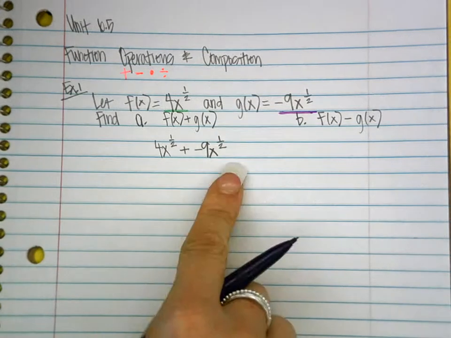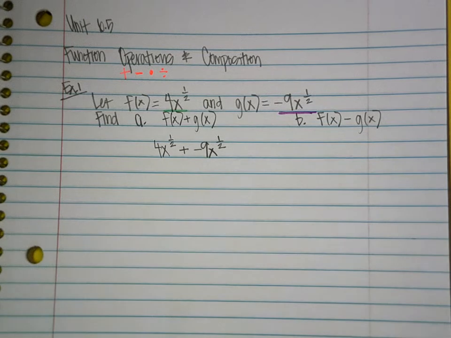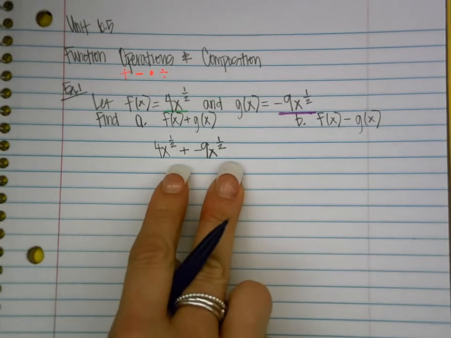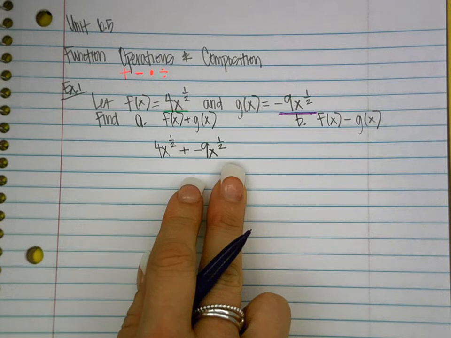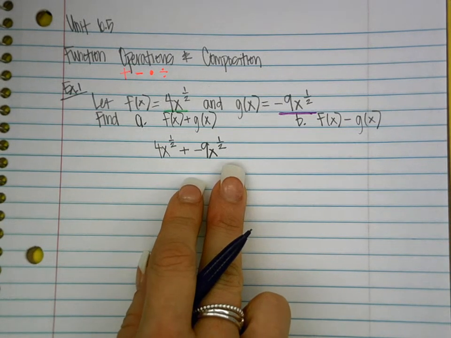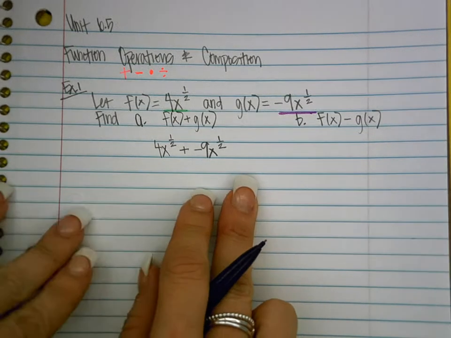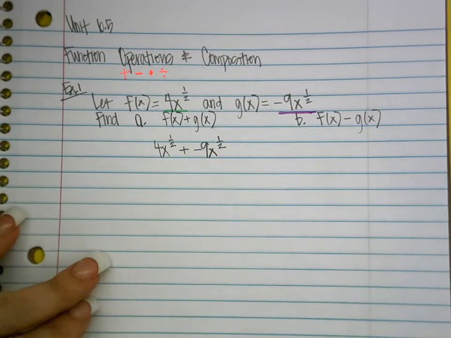Okay, any ideas what you can do with this? These are essentially like terms, right? They have the same exponent. If I just gave you 4x plus negative 9x, what would you do? You just combine the like terms. You'd combine the numbers in front, the coefficients. The variables at the end stay exactly the same. That is all we're doing here.